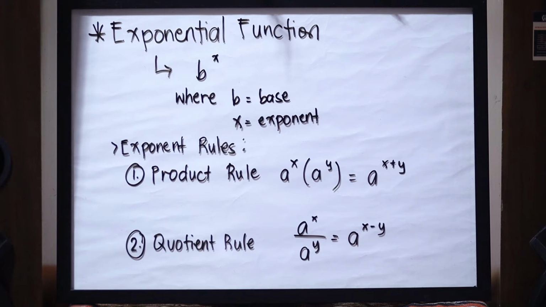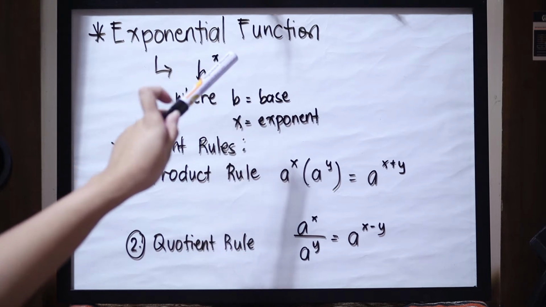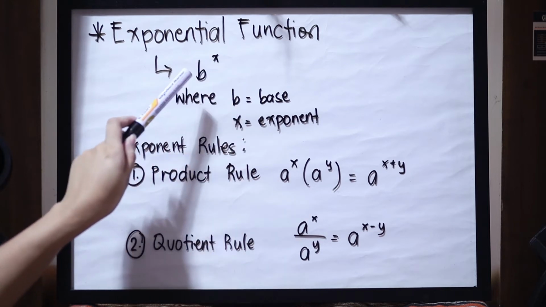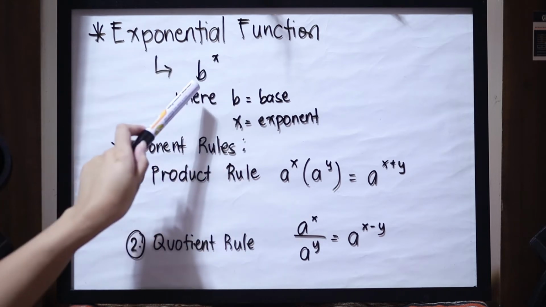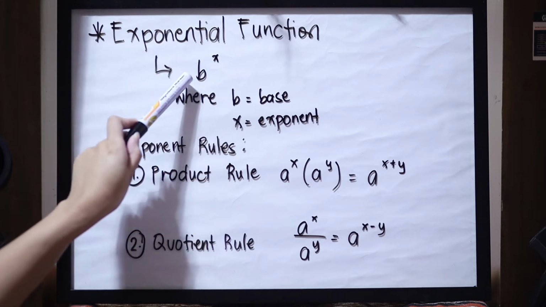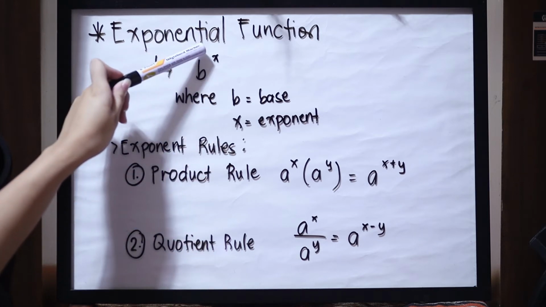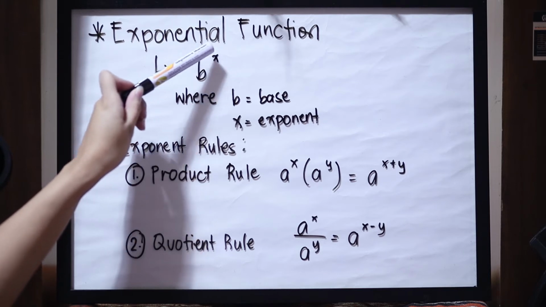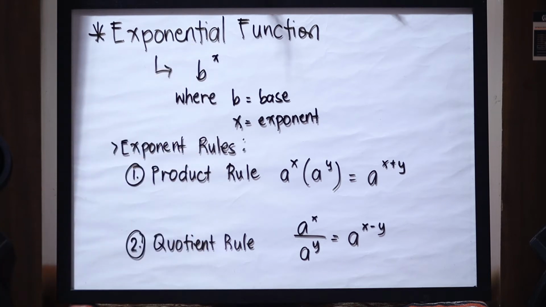The fifth lesson in general math is exponential function. So we can say that a given function is an exponential function if it is in the form b raised to x, wherein b is the base, any number or any algebraic expression will do, and we have an exponent here. The base is not equivalent to 0.